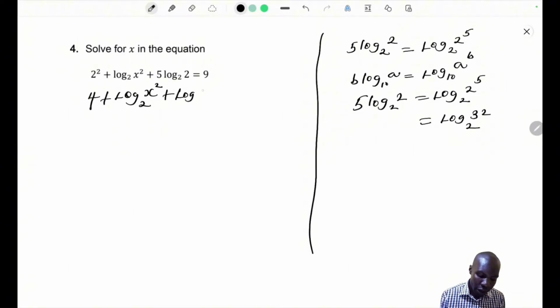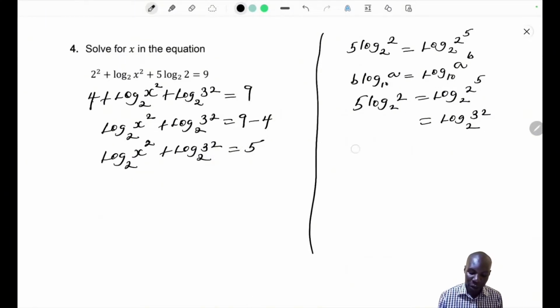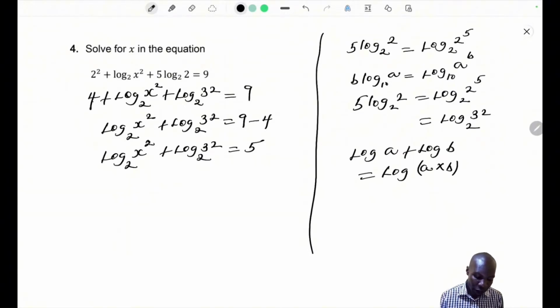So we'll have log of 32 to base 2 equals 9. So we have log of x squared to base 2 plus log of 32 to base 2 equals 9. Bring this 4 to the right-hand side, minus 4. So log of x to power 2 to base 2 plus log of 32 to base 2 equals 5. Then we know that log of a plus log of b gives us log of a times b. So instead of log of x squared plus log of 32, everything to base 2, we can have log of x squared times 32 to base 2 giving us 5.